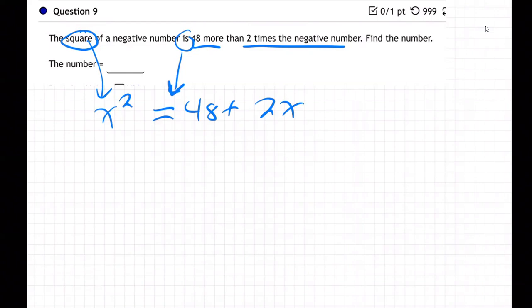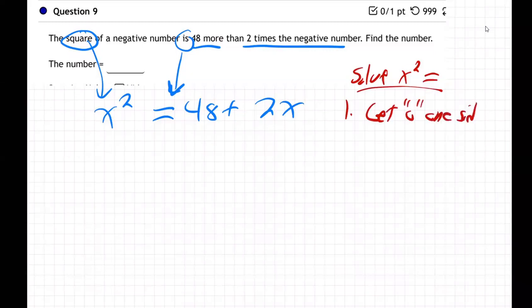All right, but for now, what do we do? We have an x squared equation. You know what to do. How do we solve x squared with an equal sign? Step one, you've got to get a 0 on one side. So let's do that.